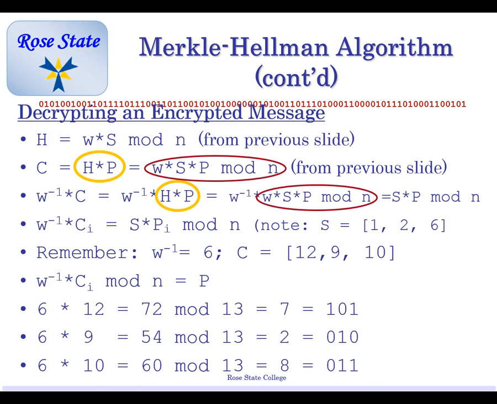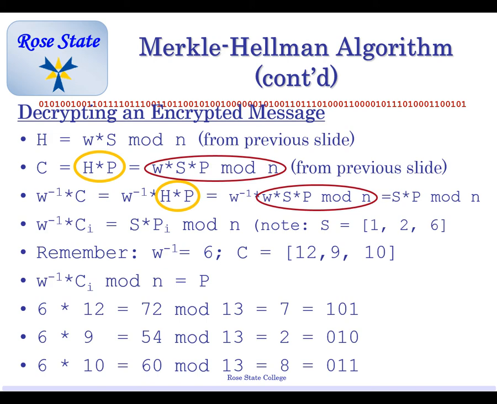And how the heck is that 101? I'll show you. Get there in a minute. All right. So for the second number, 6 times 9. Again, 6 is the multiplicative inverse of W. 9 is the second ciphertext number. So 6 times 9 is 54 mod 13. We end up with 2.